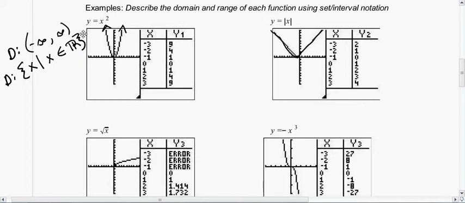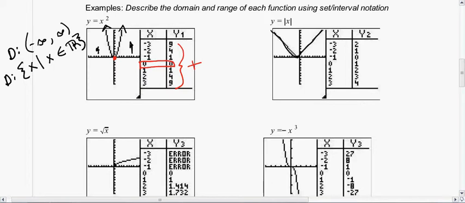For the range, I'm now looking at y values. So on the graph, that means I'm noticing that my graph never goes below the x-axis. Everything is up here in the first or in the second quadrant. The lowest point on my graph is here at the origin at 0, 0. And if I look at the table of values, that confirms what I noticed in my graph. All of my y values are positive. In fact, the lowest number that I've got in my table of values is here at x equals 0. So that's my minimum.